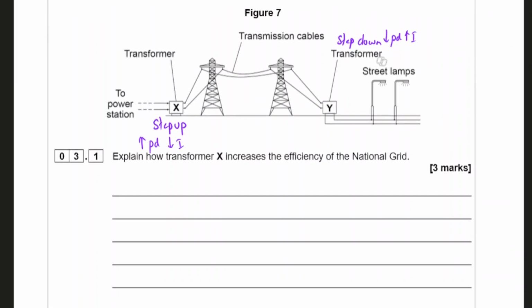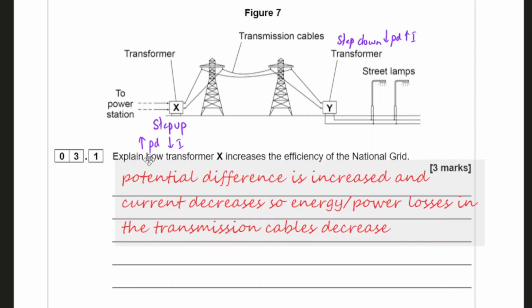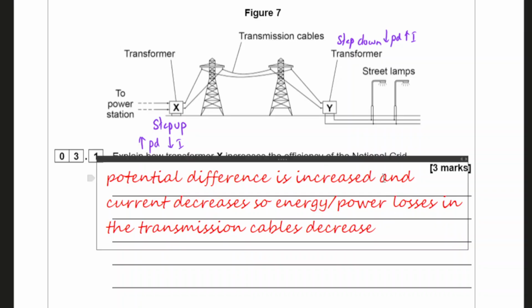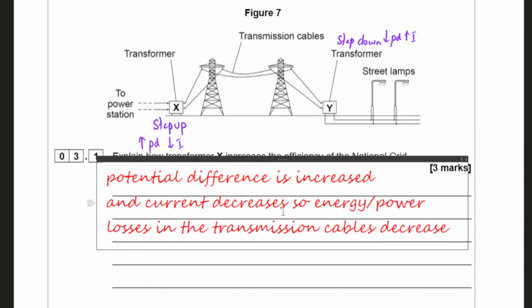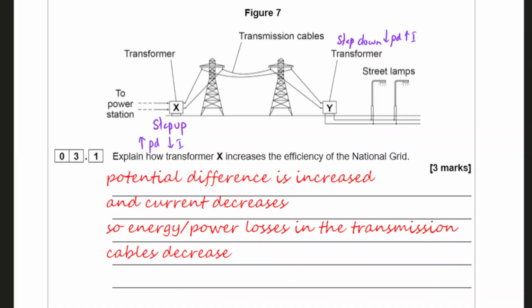Explain how transformer X increases efficiency. So for the first mark, you refer to the potential difference. Potential difference is increased, right? So according to the marking scheme, potential difference is increased and the current decreases, right? So that's your first mark, right?